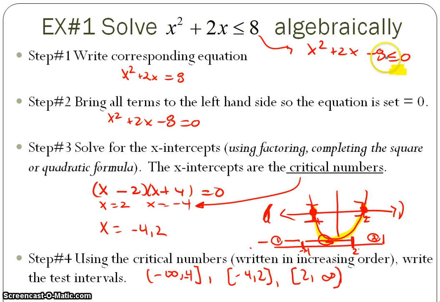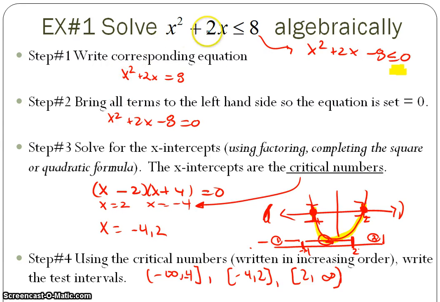So essentially, for quadratics, if the inequality is or equal to, it's going to be a square bracket, because that's equivalent to a filled-in circle. But if it was strictly less than or strictly greater than, then we'd be using round brackets at all of those spots.